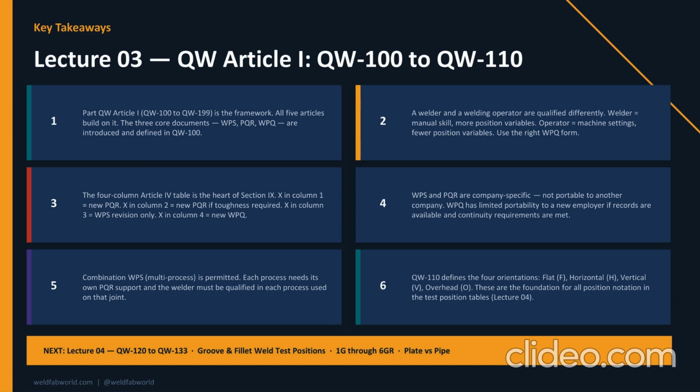In Lecture 4 we go into QW 120 through QW 133, the specific test positions for groove welds and fillet welds on plate and pipe. We will map out 1G through 6GR, show you what each physical setup looks like, and explain which test position qualifies which production positions. That is a visual and practical lecture, and it builds directly on the orientation foundations we set today.